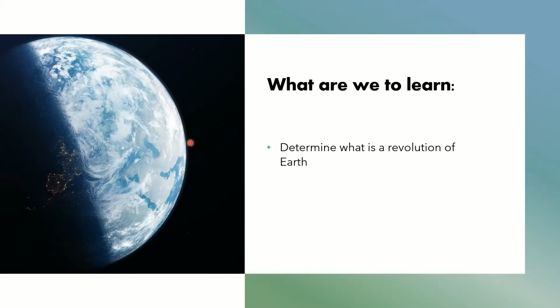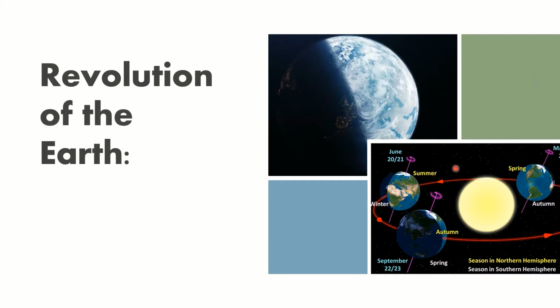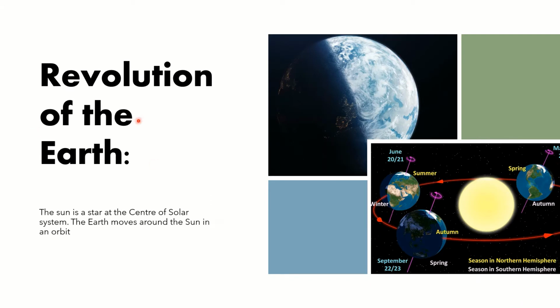What are we to learn today? We are to learn and determine what the revolution of the Earth is. What is the revolution of the Earth? The Sun is a star and it's at the center of the solar system. So now the Earth moves around the orbit.